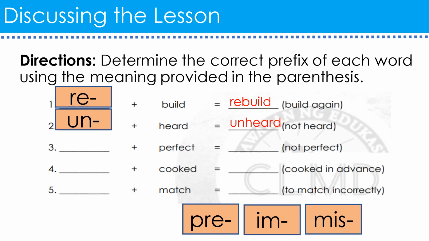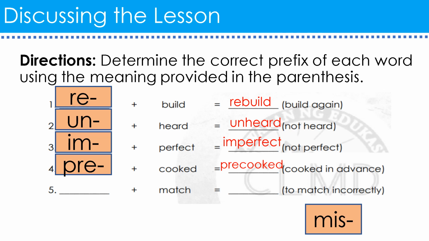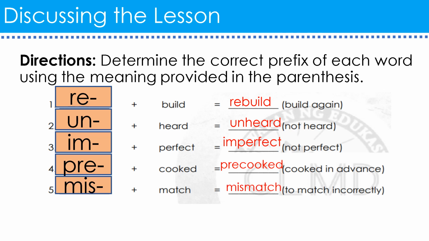And not perfect. Okay, so we use imperfect. Im also means not. So imperfect. Next, cooked. The meaning will be cooked in advance. So we will use pre-cooked. And lastly, of course, mismatch. It means to match incorrectly.